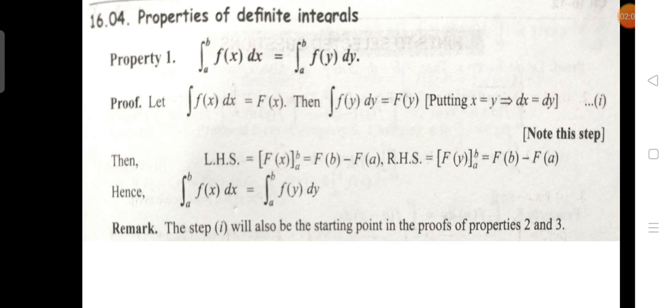There is a small proof given for you. Check it. The integral of f of x dx is F of x, and the integral of f of y dy is F of y. Then we can put x as y and dx as dy. Taking the upper and lower limits, you get F of b minus F of a. The right and left sides are the same.